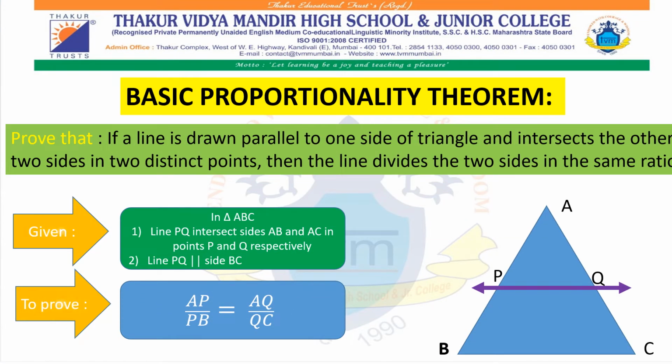Let us first revise what we have done in the last class. We did the basic proportionality theorem. The statement says that if a line is drawn parallel to one side of a triangle and intersects the other two sides in two distinct points, then the line divides the two sides in the same ratio. You can see in the diagram given, and the proof, which we have done in the last class. We'll be using this to prove the next two theorems, which are based on the basic proportionality theorem.